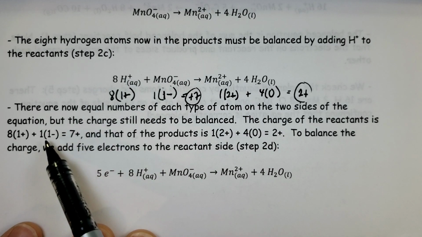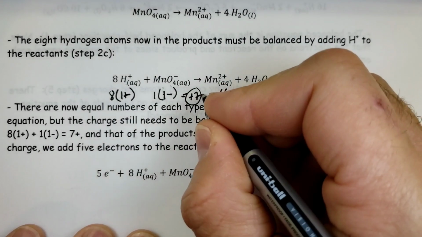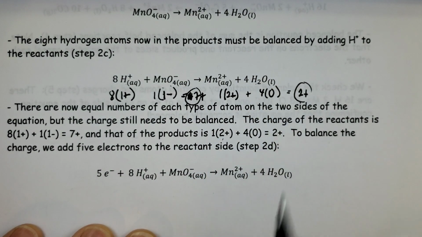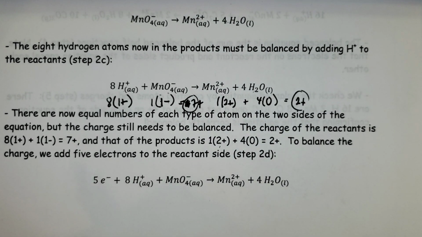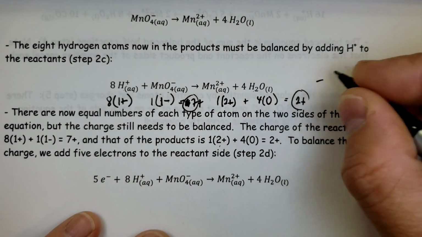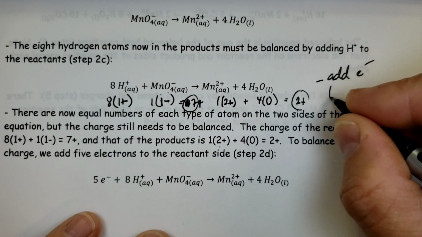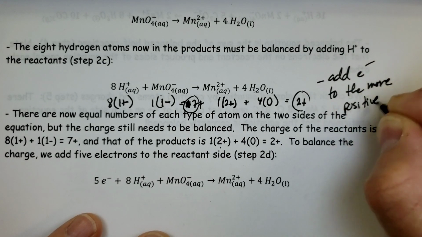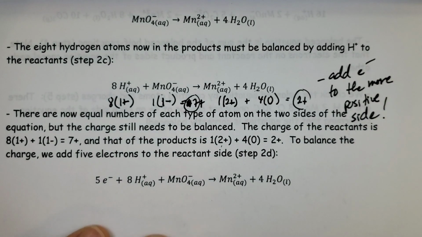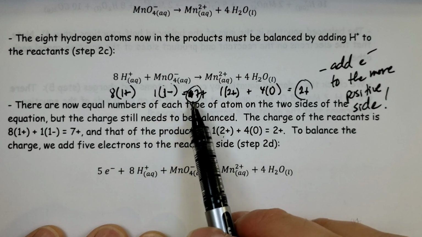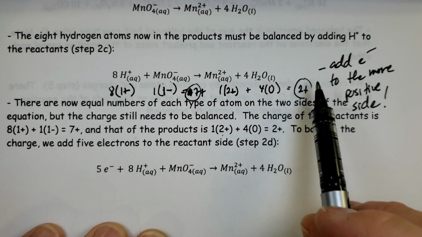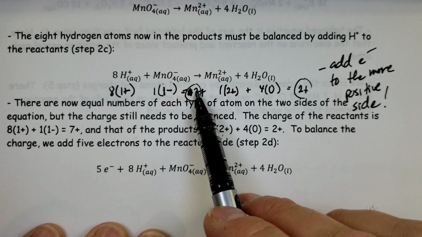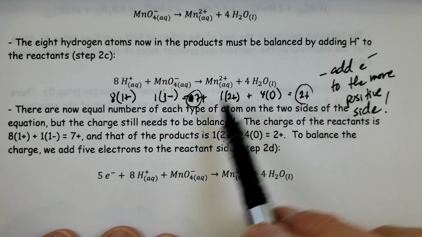So the charge of the reactants is 7 plus. Doesn't really matter what side you write that on, and the product, of course, is 2 plus. Now I'm allowed to add electrons to one side. So the key thing here, add electrons to the more positive side, because you want to bring it down to the negative side. Bring it down to the dark side. So to make this side match this side, the side that's more positive is over here. So if I add 5 electrons, 7 minus 5 will give me plus 2. I will have equal charges.